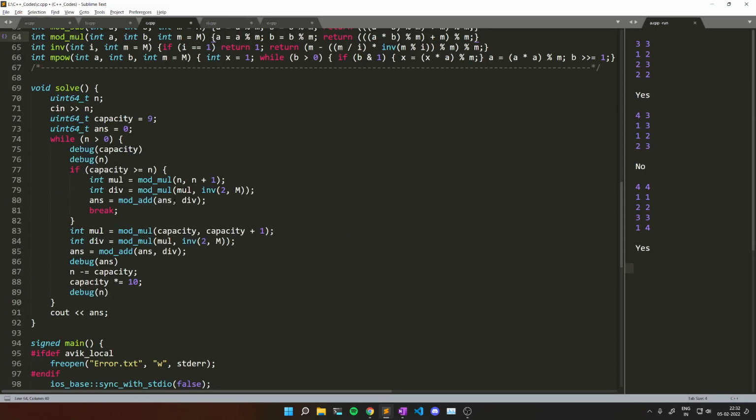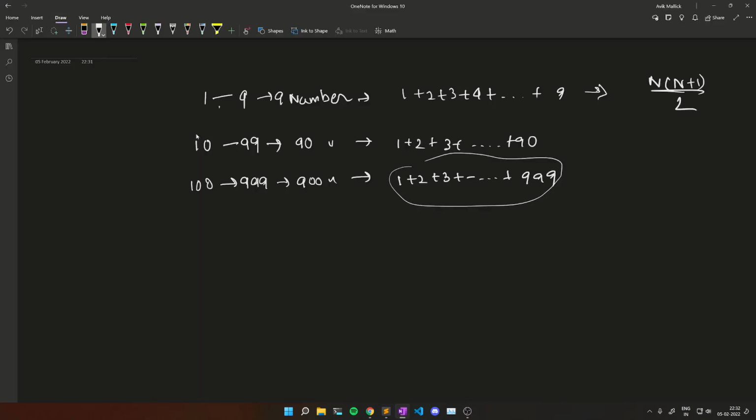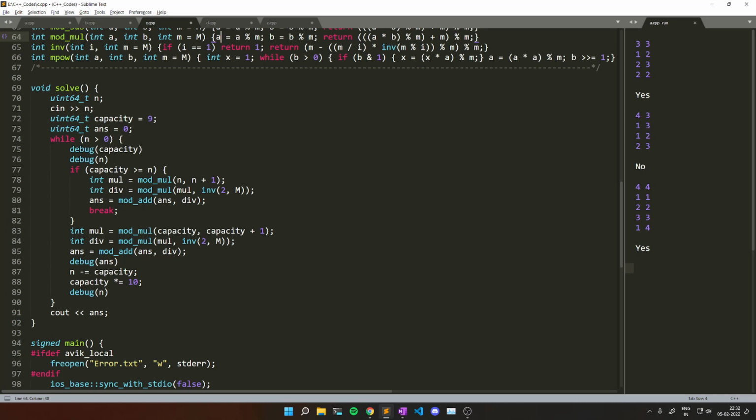So initially I have taken input n. See, I showed you how the numbers are changing. First we have to calculate the sum of the first 9 natural numbers, then 90, then 900, because from 10 to 99 there are 90 numbers, and from 100 to 999 there are 900 numbers. It increases by a power of 10. So initially my capacity is 9 and currently my answer is 0.